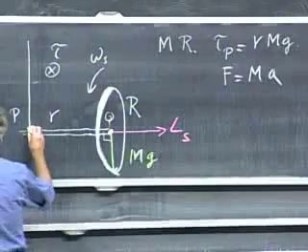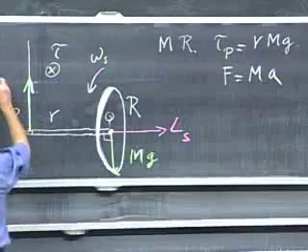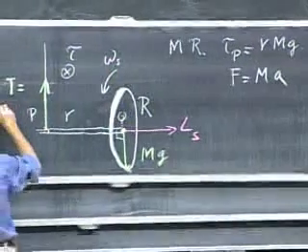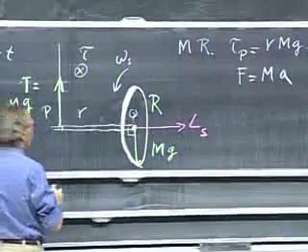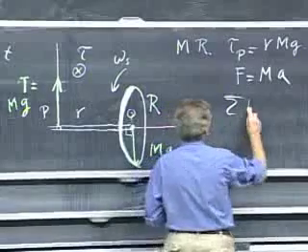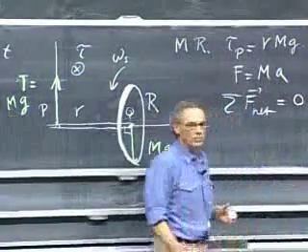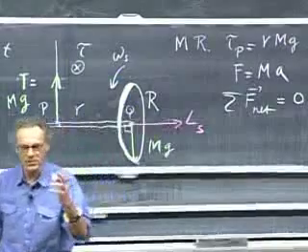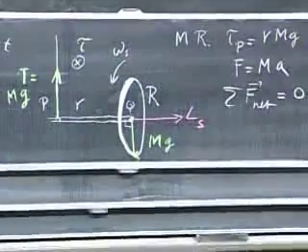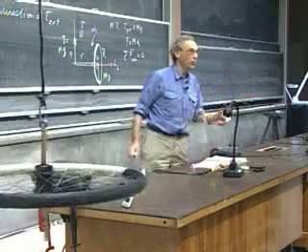What do you think is here? The tension in this cable, T, will be exactly mg. And so the sum of all forces on that object is 0. There is no net force on that wheel, but there is a net torque. And that's why it's going to precess.